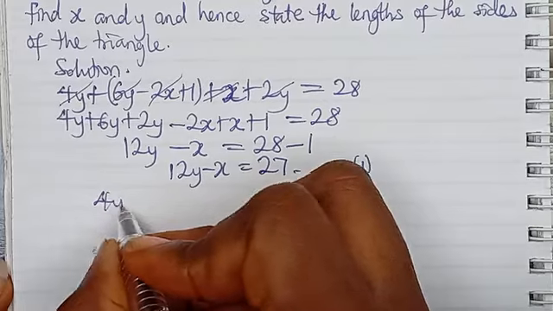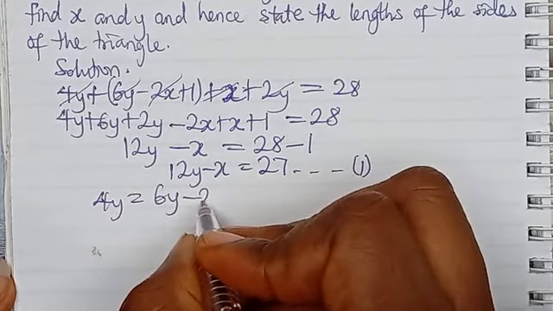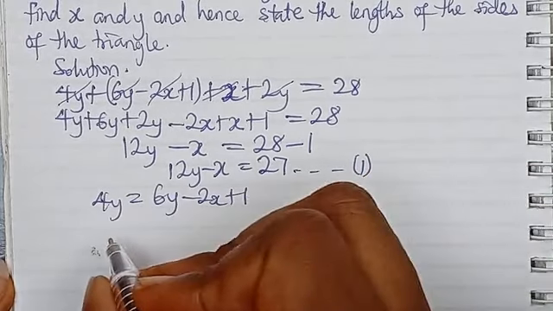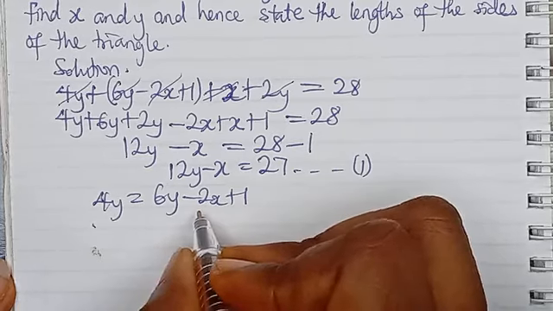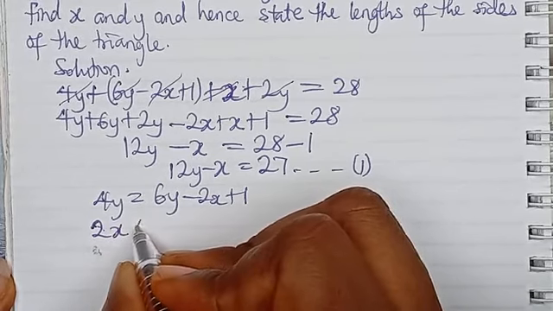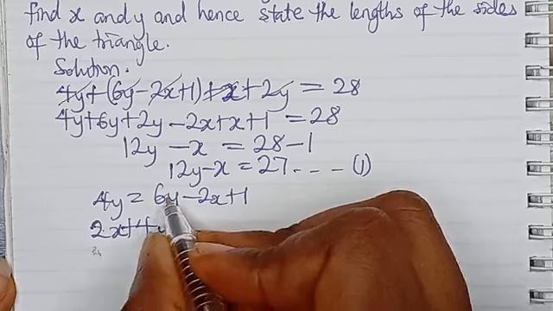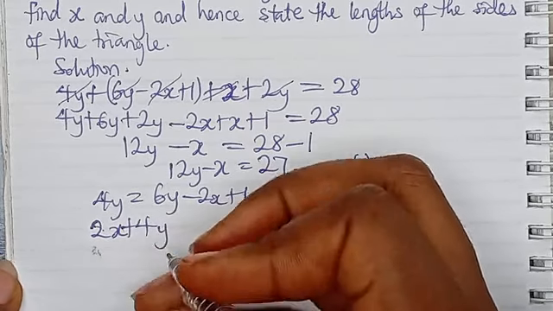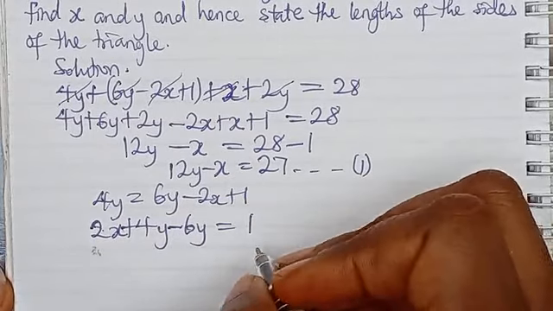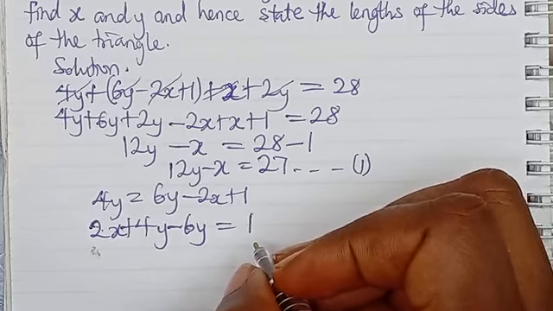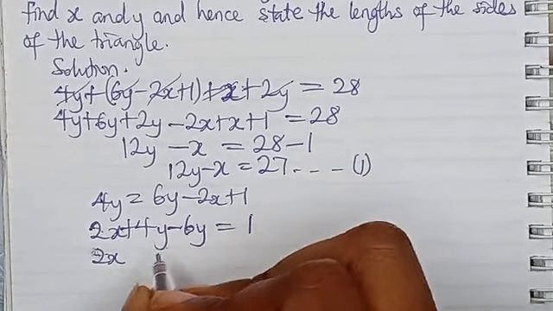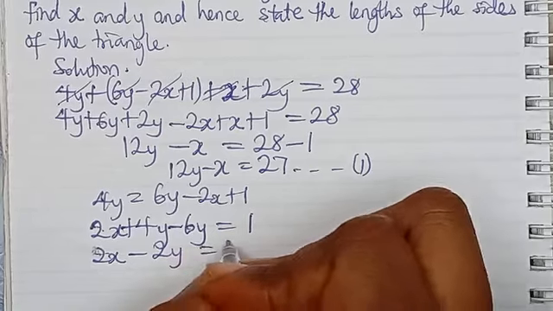We have that 4y is equal to 6y minus 2x plus 1. We collect like terms. When we collect like terms, minus 2x crosses over to become 2x. And then we have 4y already here. 6y crosses over to be minus 6y is equal to 1. Okay, we have 2x plus 4 minus 6 is minus 2y is equal to 1.